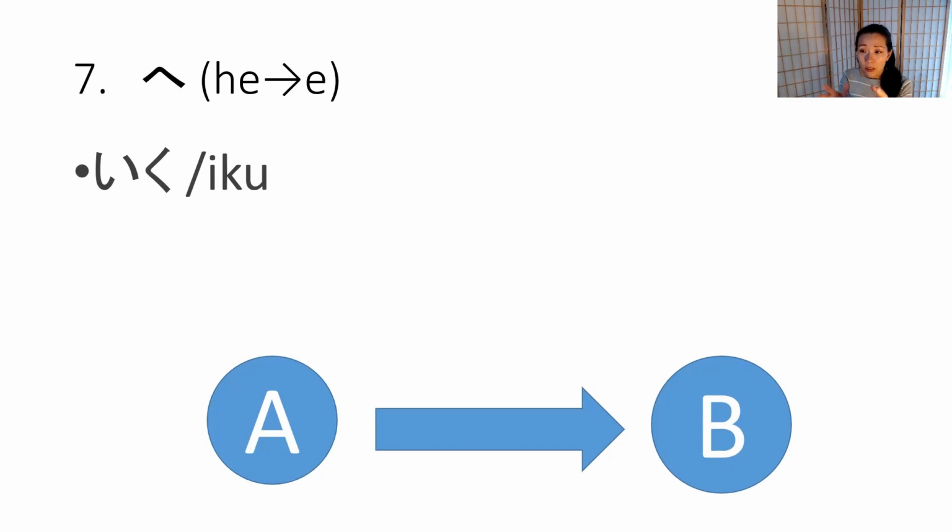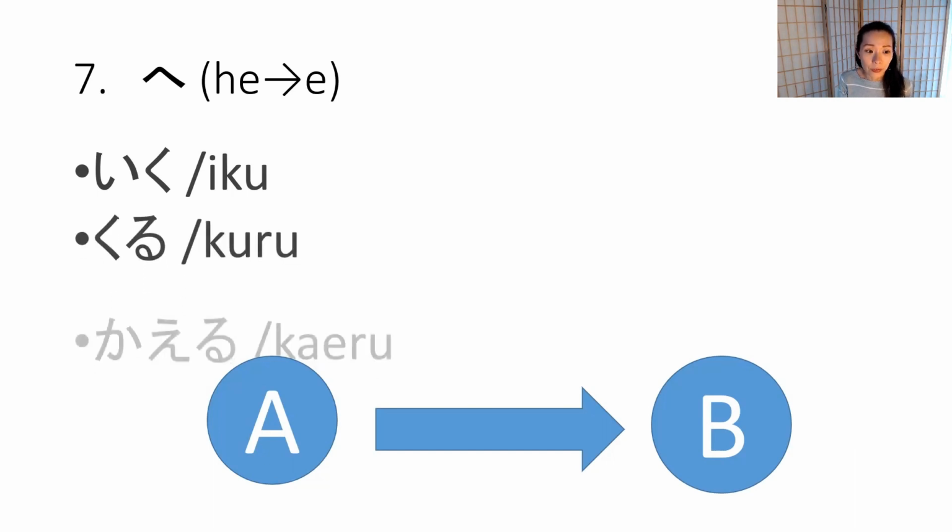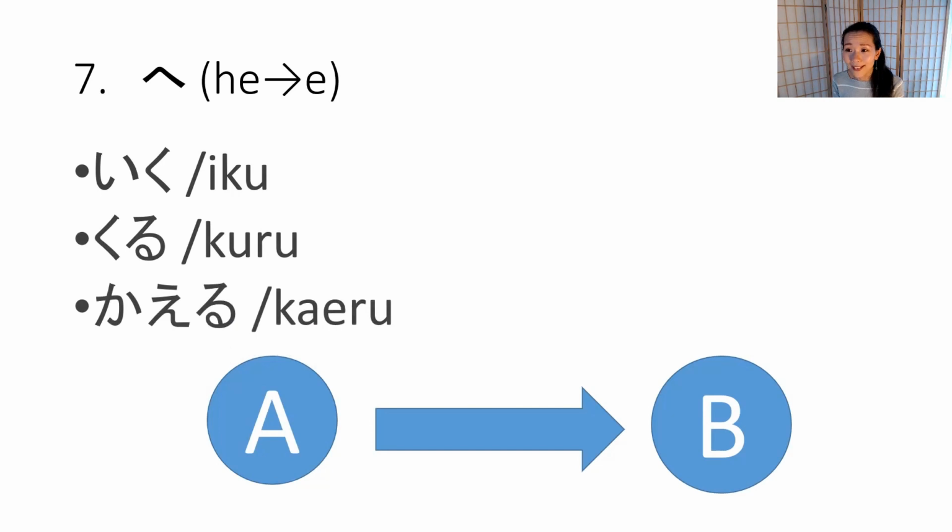So we use it with movement verbs. 行く、来る、帰る. There are more, but I just introduced some examples of verbs. These are short form verbs, or you can call them casual verbs. 行く means to go. 来る is to come. 帰る means to go home or to return. So these verbs require moving from point A to point B. That's why we use the particle e.